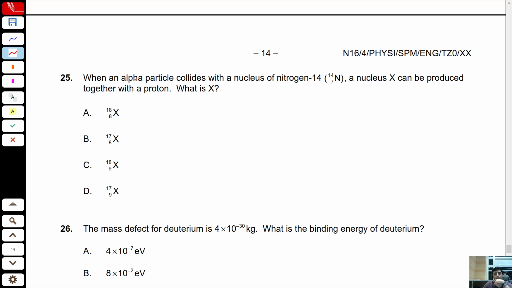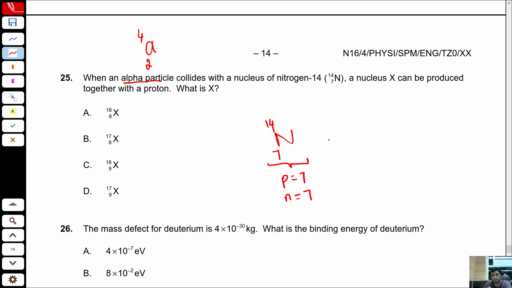So an alpha particle has 4 nucleons, 2 protons. Nucleons consist of both protons and neutrons. It collides with the nucleus of nitrogen, so we have nitrogen with 14 nucleons and 7 protons. For this nitrogen we have 7 protons, and how many neutrons do we have? Just subtract: 14 minus 7, 7. So we have an equal number of protons and neutrons.